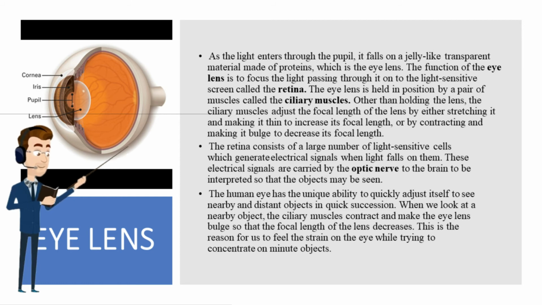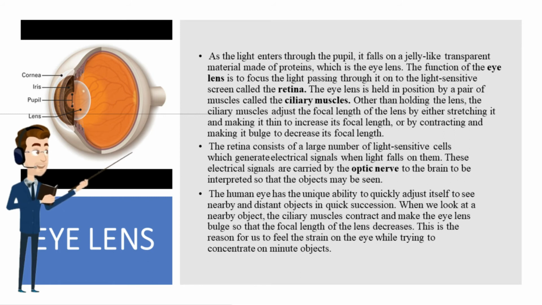The retina consists of a large number of light-sensitive cells which generate electrical signals when light falls on them. These electrical signals are carried by the optic nerve to the brain to be interpreted so that the objects may be seen.